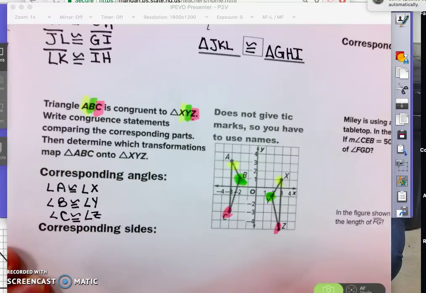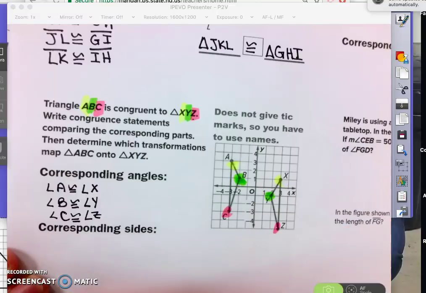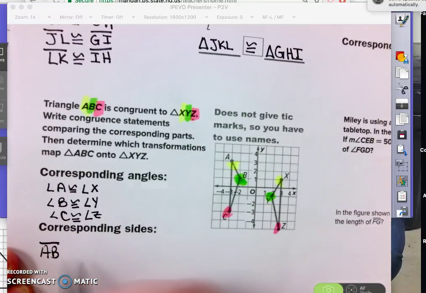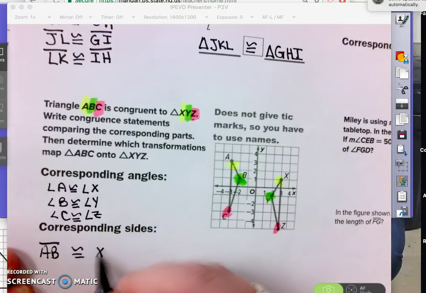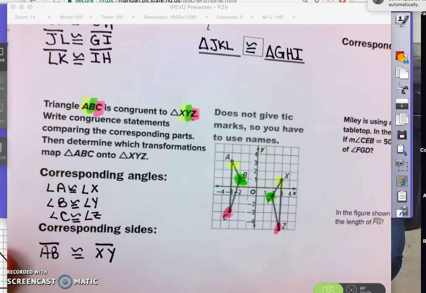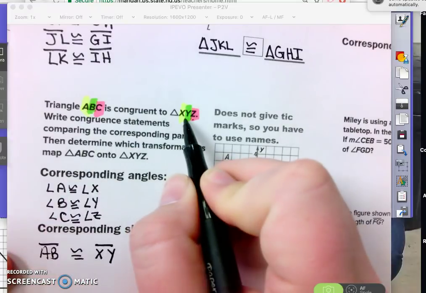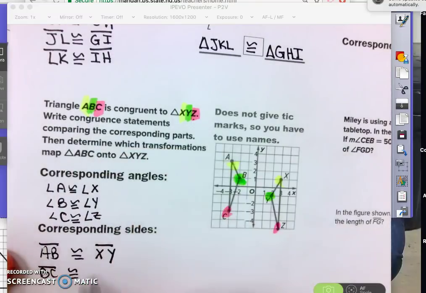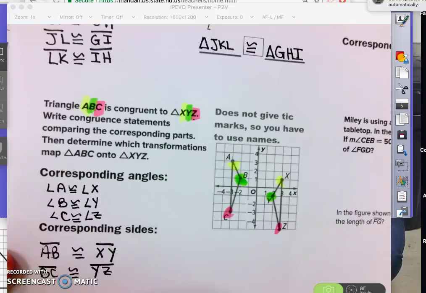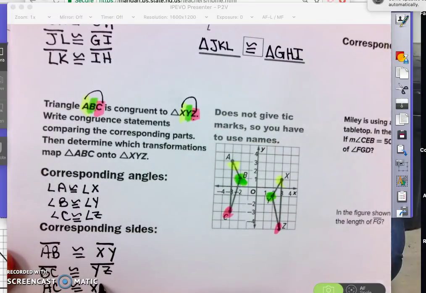Now corresponding sides, yellow to green. So A to B, side AB, yellow to green, is congruent to XY. I can do that for all of them. Or I can see A, B are the first two, X, Y are the first two. B, C are the next two, Y, Z. Okay, and then AC would be my last one, the outside. So it would be congruent to XZ.